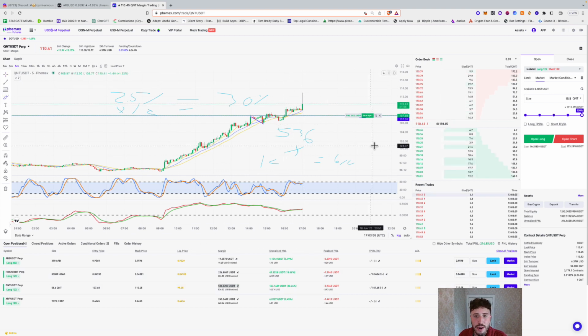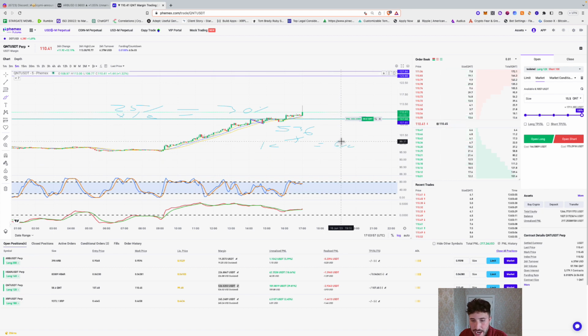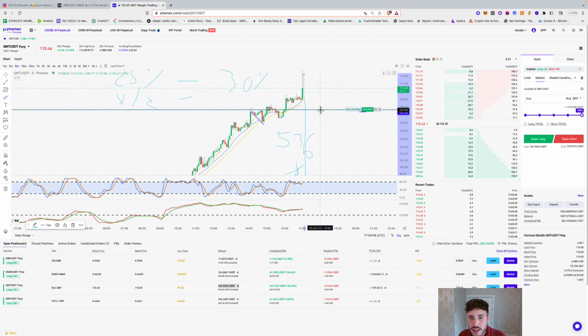So my liquidation price on Quant is at 99.68 right here. So if Quant were to just tank down, my $536 would be wiped, gone. That's why it's so important to set up a stop loss. See, I have a stop loss at 107.65. My entry price was 107.68. So in the event that it just curls over and just tanks down, I lose a very small amount, maybe like $1 or $2, to safeguard and minimize any potential losses.